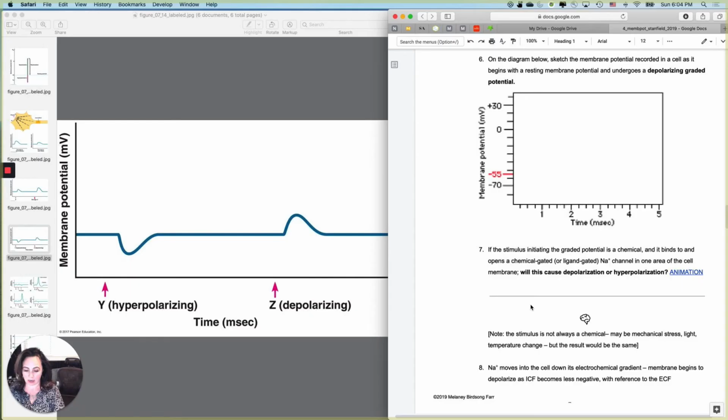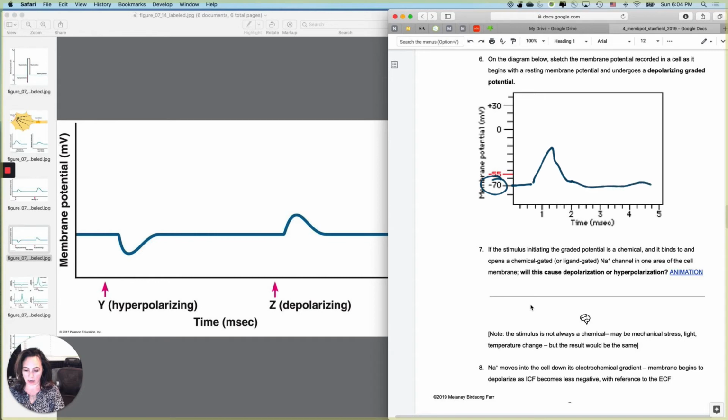All right, here we go. Same business, different color. Okay, so sketch the membrane potential recorded in a cell as it begins with the resting membrane potential and undergoes a depolarizing graded potential. So same question. I begin at resting membrane potential. What is that? That's minus 70, right? Okay. And I'm going to undergo a depolarizing, closer towards zero, graded potential. I don't care about the magnitude because I didn't tell you.